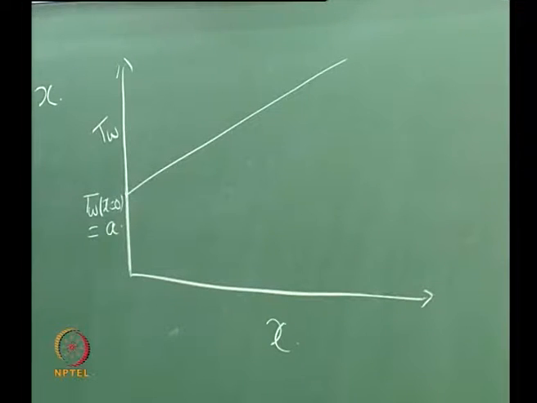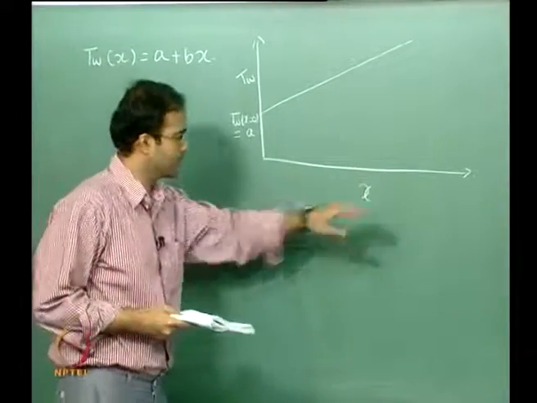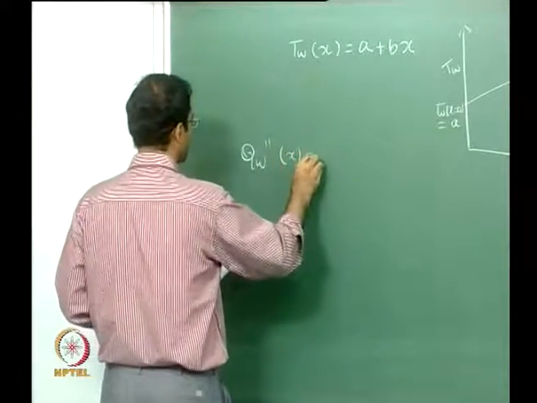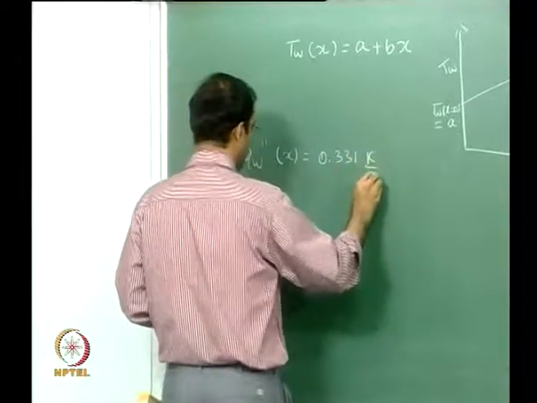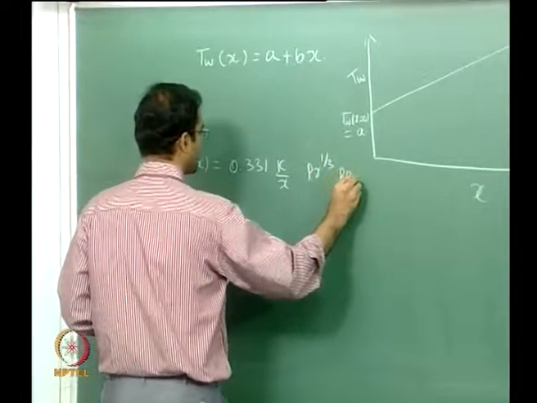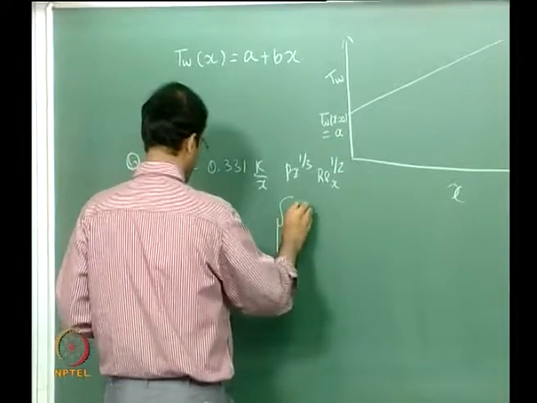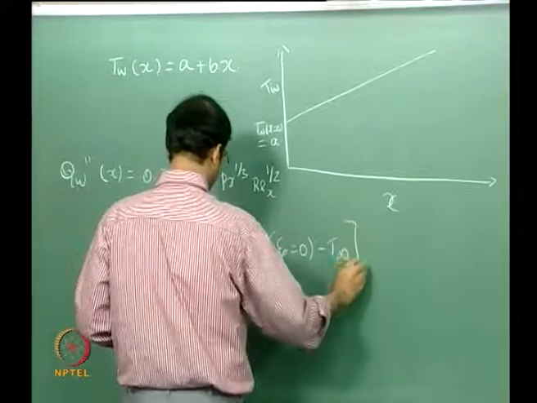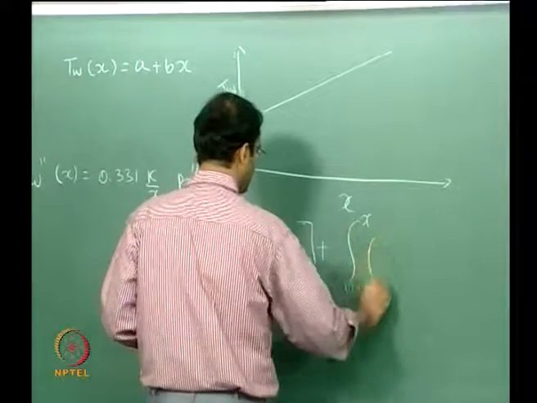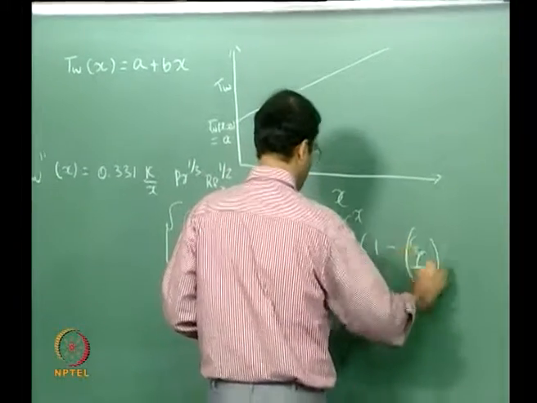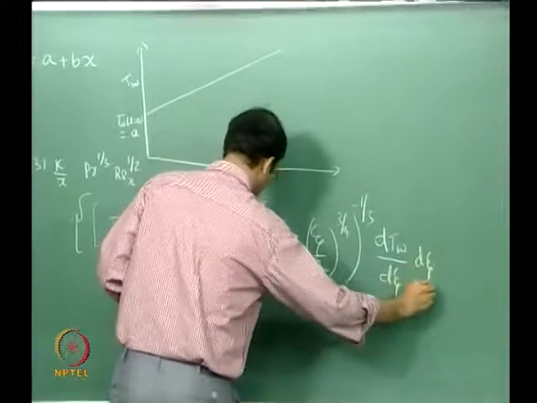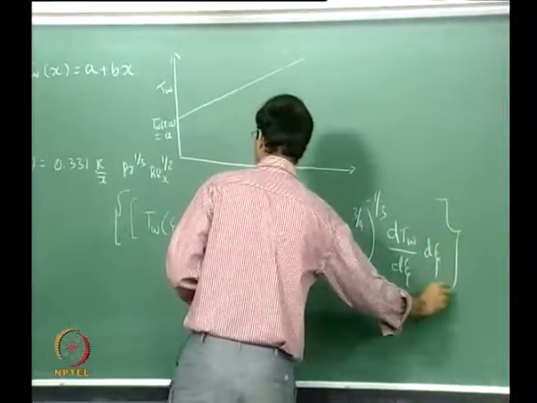So if you go back to what we derived yesterday with the Duhamel superposition integral, if you have a continuous variation of the wall temperature, we have derived the expression for the wall heat flux. This was 0.331 into k by x, Pr to the 1 by 3, and you have T wall at zeta equal to 0 minus T infinity plus integral 0 to x of 1 minus zeta by x the whole power 3 by 4, the whole power minus 1 by 3, dT wall by d zeta into d zeta. Okay.